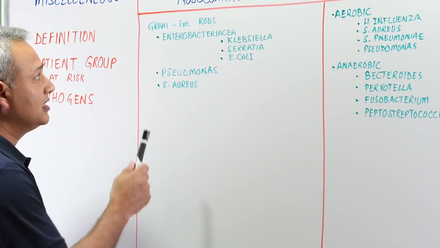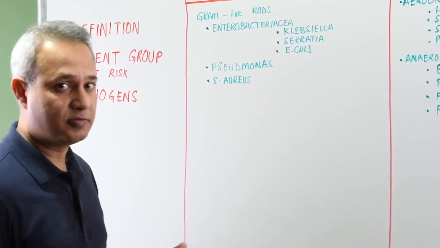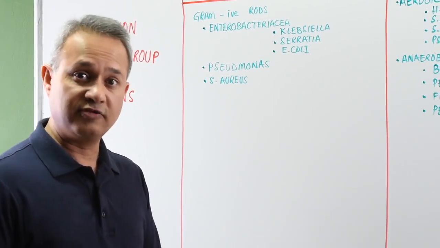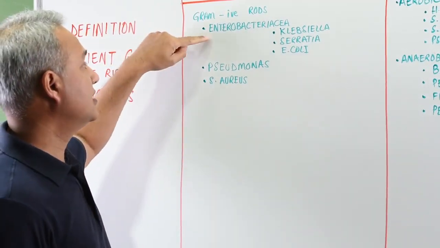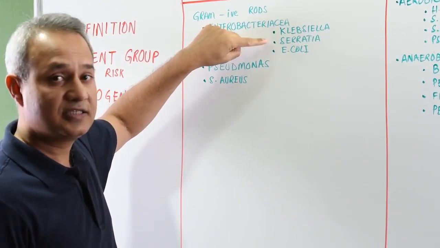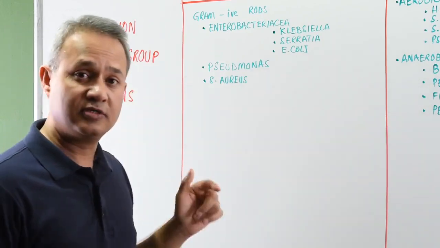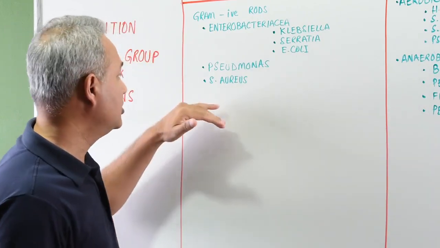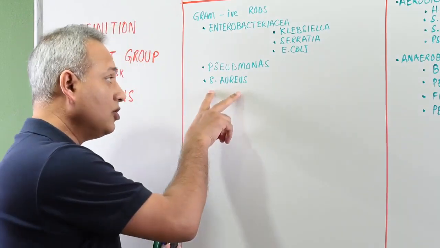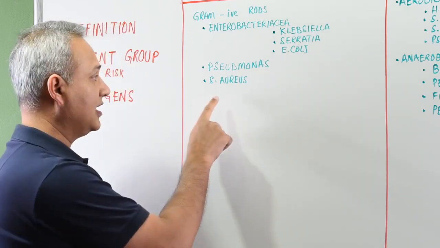Now, what are the pathogens that are involved? Most of the time, of course, you must have heard of MRSA, or methicillin-resistant Staph aureus. That is one of the very common ones. But just know this, that gram-negative rods, enterobacteriaceae, Klebsiella, Serratia, and E. coli are common. Pseudomonas is common, in burn victims and such. And then Staph aureus is common. Staph aureus also causes community-acquired pneumonias as well. So this guy works in both.